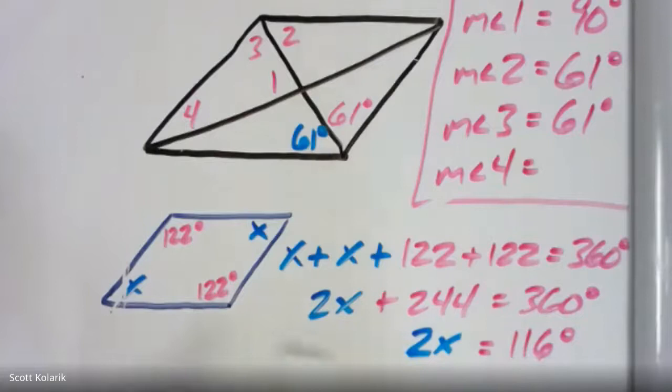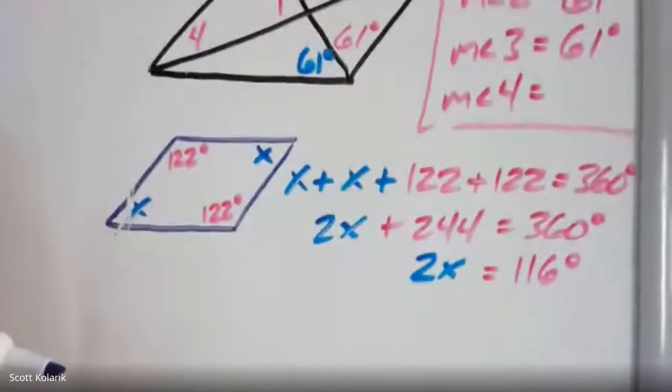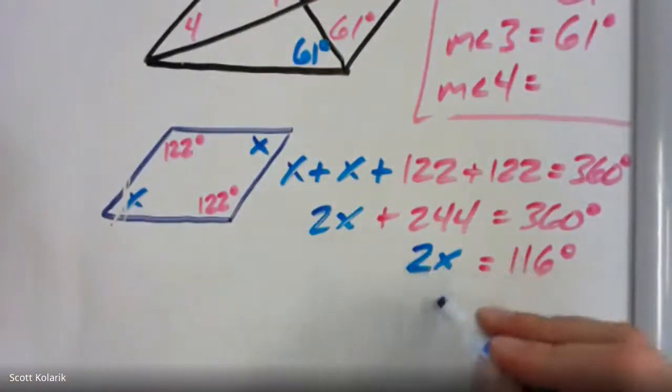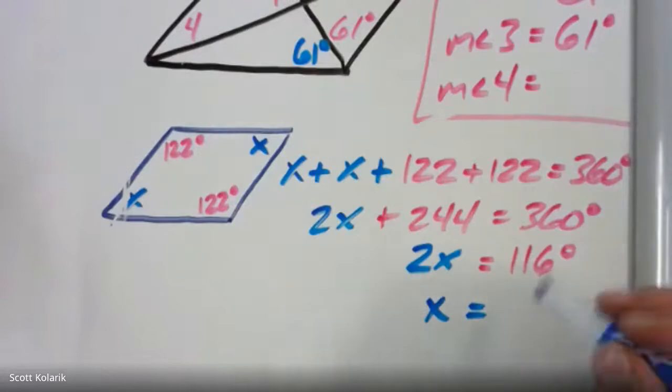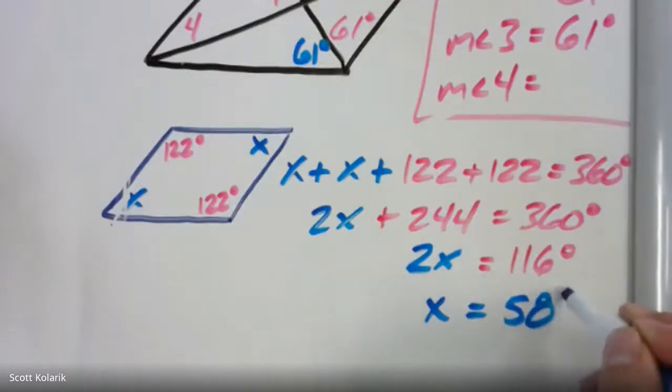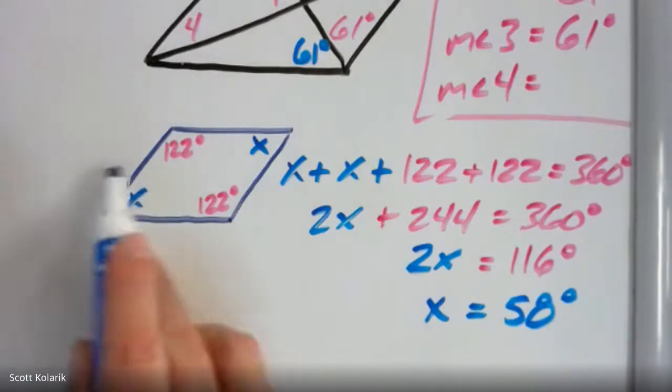Basically, that 116 degrees is what's left over to split between these two angles. And because they have to be congruent, or the same, I can just divide it by 2. That tells me that x is going to equal that divided by 2, or 58 degrees. So x here has to be 58 degrees.